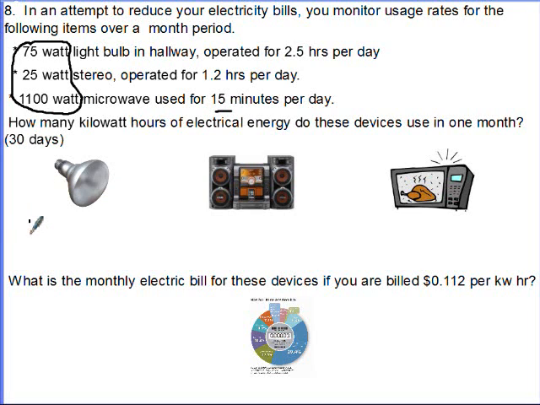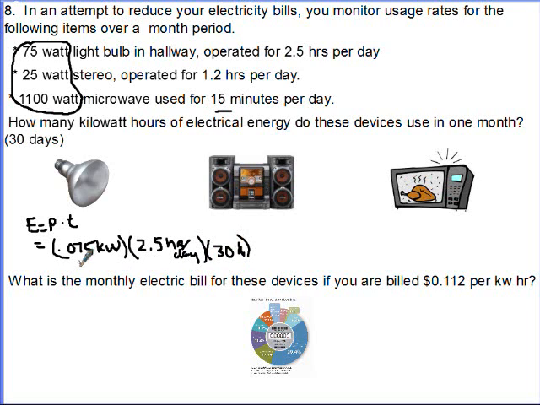The way that you can do that is by saying that energy is power times time. This light bulb is a 0.075 kilowatt light bulb. If I run that for 2.5 hours per day, and I do that for 30 days in a month, what I get is an energy of about 5.6 kilowatt hours.